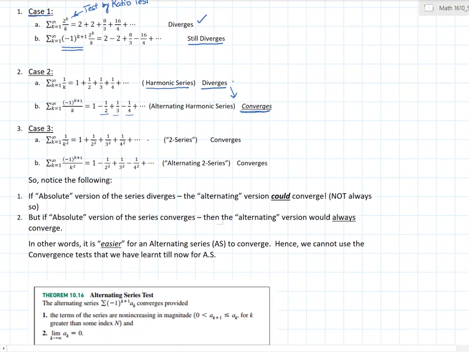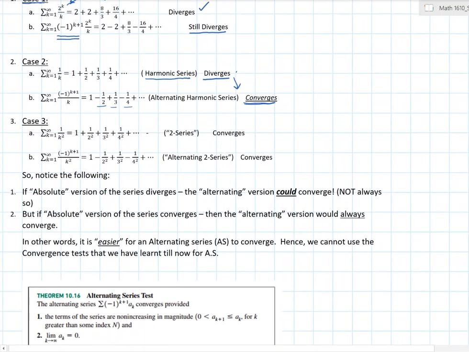Now let's look at case 3. So now you have the good old p-series. So 1 over k squared, so you get 1 plus 1/4 plus 1/9 plus 1/16 and so on. Now we know very well that this one converges. Now when you take the alternating version of it, same series, but now you alternate. So you subtract and then you add and so on. This alternating p-series also converges.